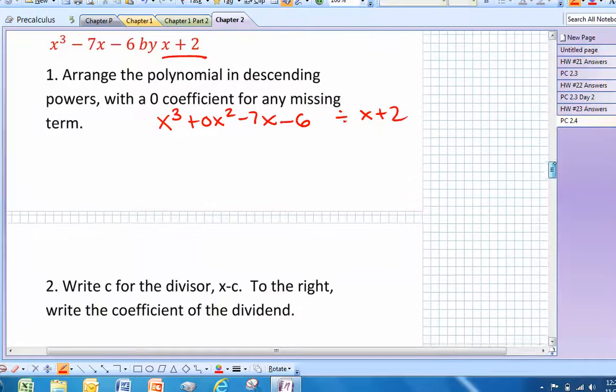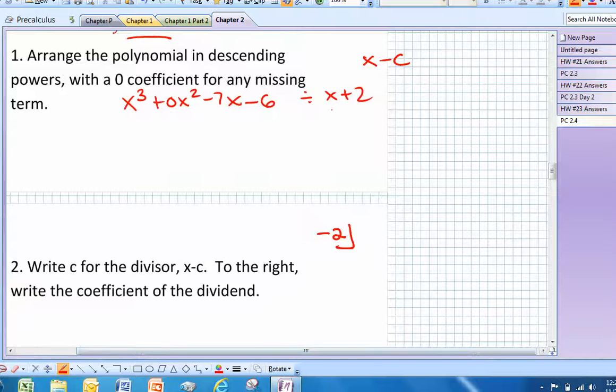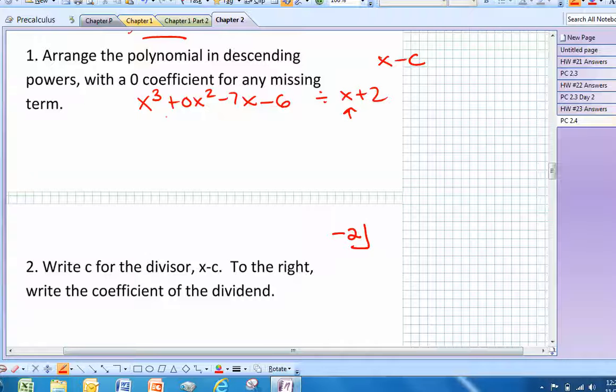So what you're going to do, you know how it said in the beginning x minus c is the polynomial? So in this case, if it's a positive, that means c is negative. So you're going to take the c term and put it in what I call the box. So negative 2 goes in the box. Also think about what makes this equal to 0. And then write each coefficient of the dividend. So for example, it's 1x to the third, 0x squared, negative 7x, negative 6. And that's how you're going to set it up.